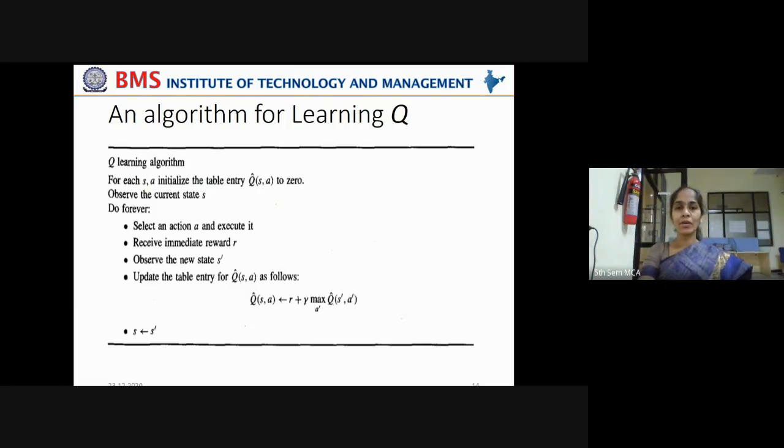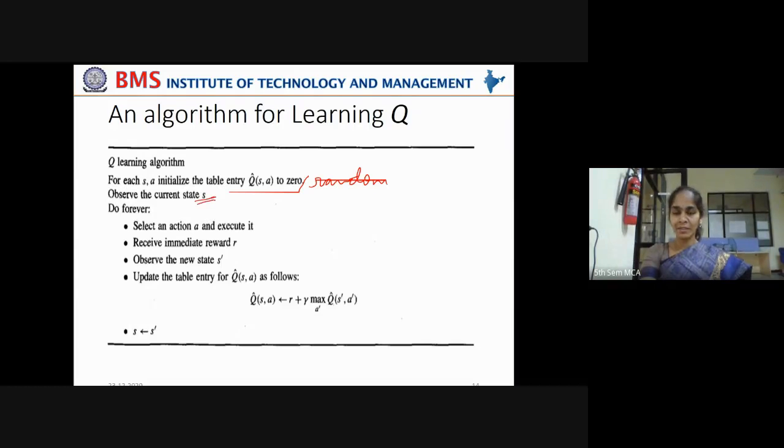So this is the final algorithm, an important algorithm. The steps are very easy to understand because you know the underlying concept. The Q learning algorithm starts: for each S and A, that is for each state and the action to be taken to move from that state, initialize the table entry Q cap of SA to 0, or you can take some random values also, because they will anyway be updated according to the result.